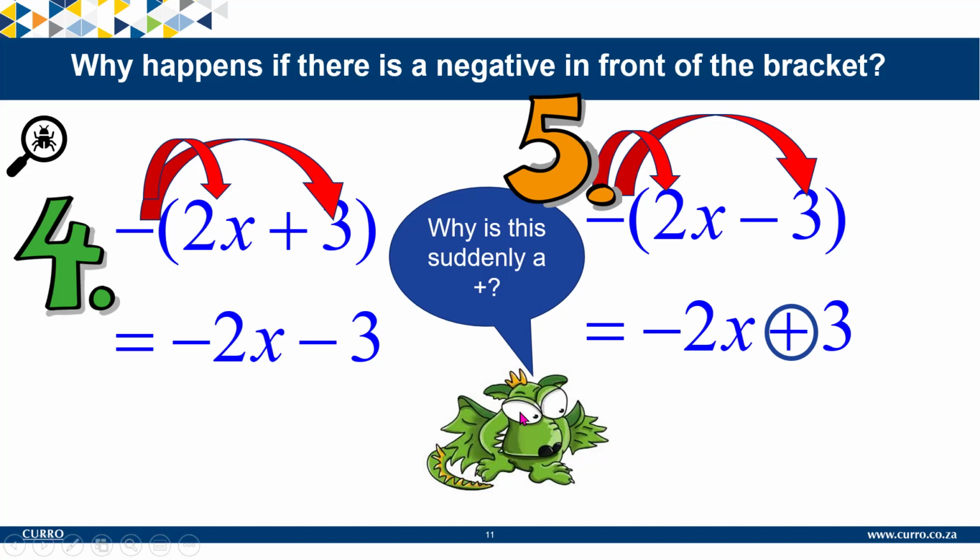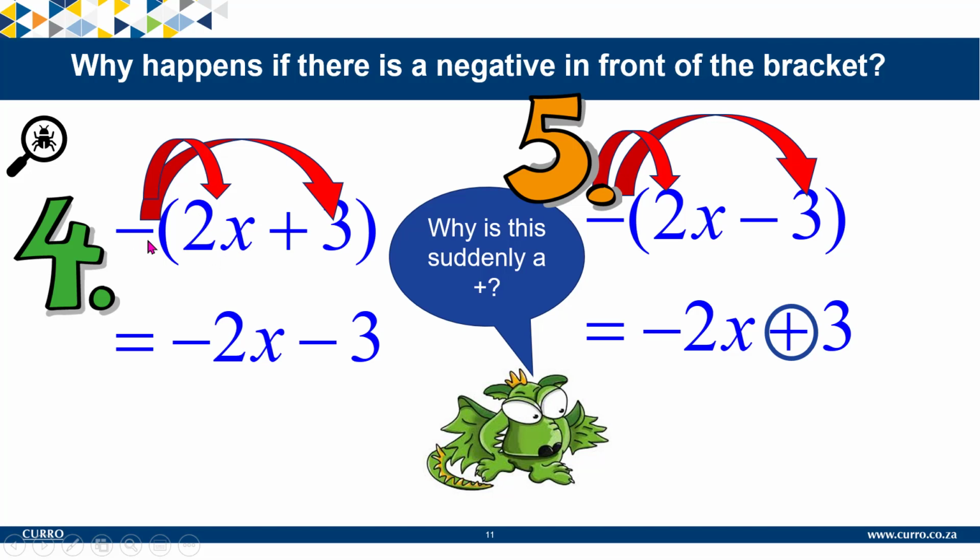Let's look at the two examples. Both examples have a negative in front of the bracket. The first one involves addition of two terms inside the bracket. The second one, subtraction of two terms. Note what happens if there's a negative in front of the bracket.